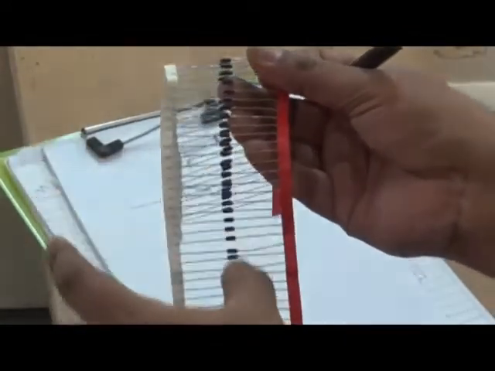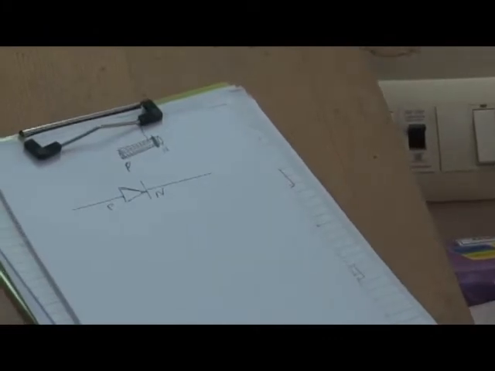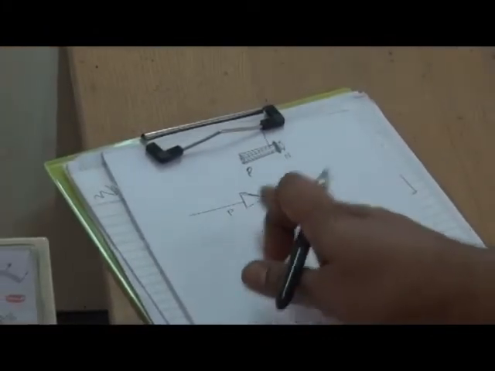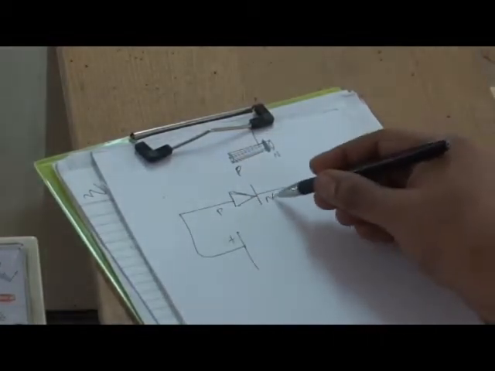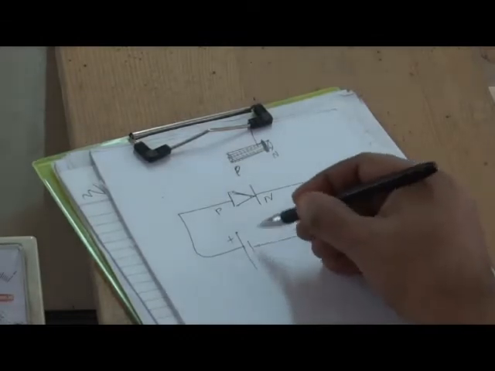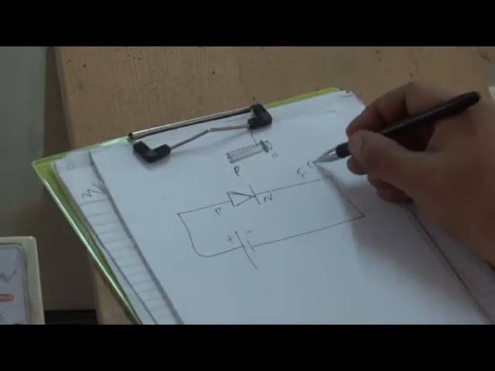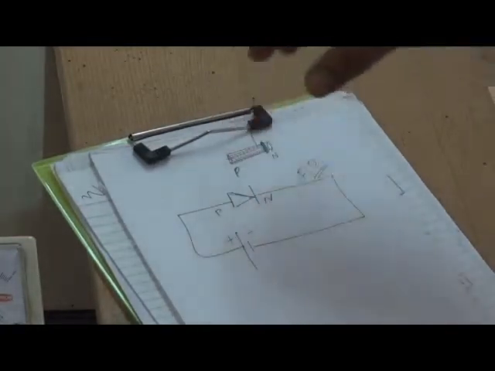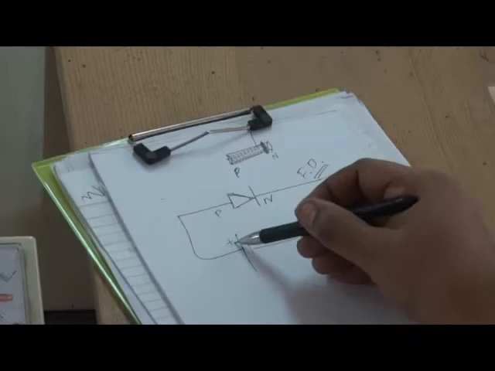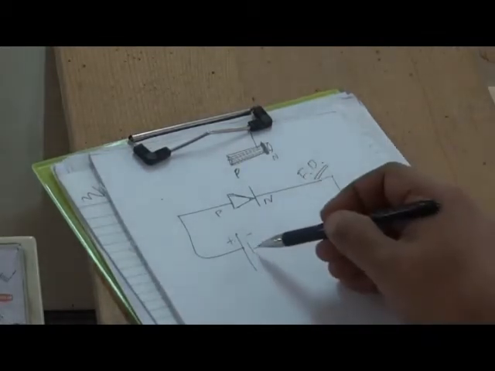So in this PN junction diode, on my right side there is a ring. So the silver ring is there. That silver ring side is N and the other side is P. So this is P and this is N. Now if this P side is connected to battery positive and N side is connected to battery negative, this is called forward bias. So when a diode is forward biased, it means the P side is connected to battery positive, N side is connected to battery negative.